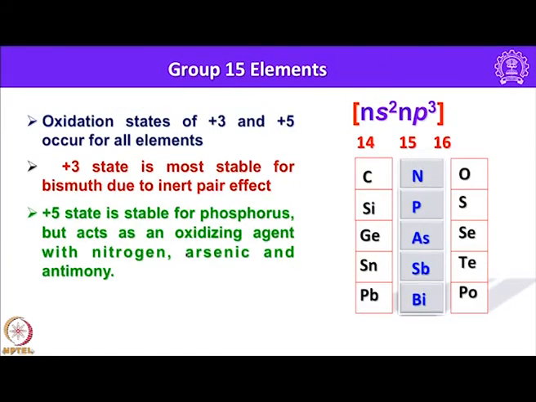Group 15 elements show +3 as well as +5 group oxidation states. The +3 state is most stable for bismuth due to the inert pair effect, and the tendency to have the +5 state decreases down the group, again because of the inert pair effect. Nitrogen shows -3 to +5 oxidation states, and phosphorus shows both +3 and +5 oxidation states. +3 compounds are widely used as ligands in coordination chemistry and organometallic chemistry, and some of these phosphines also find application in homogeneous catalysis.